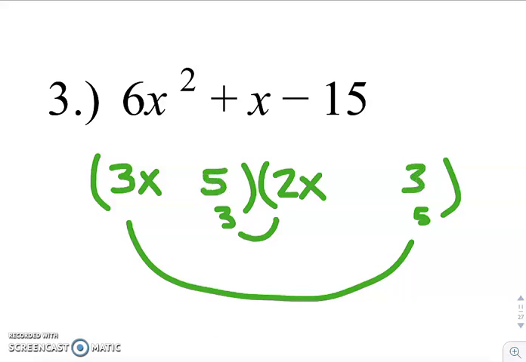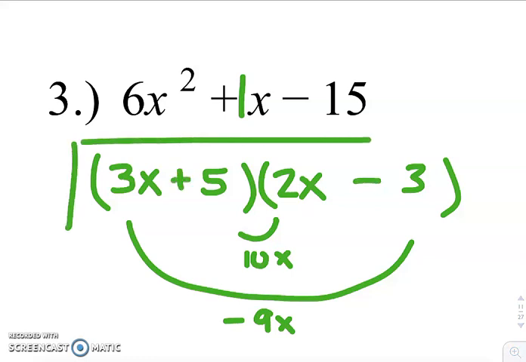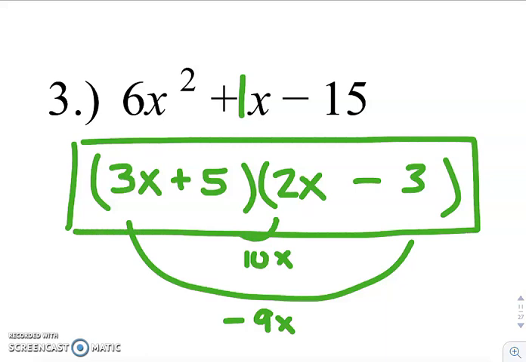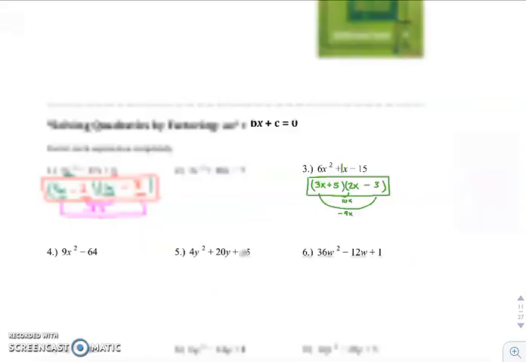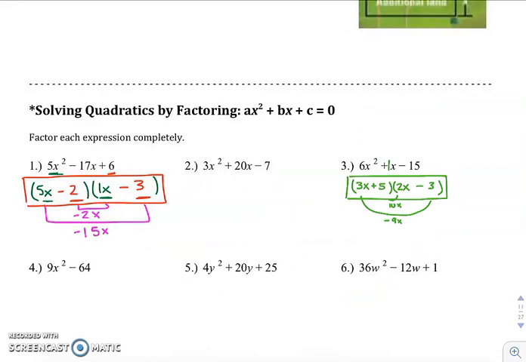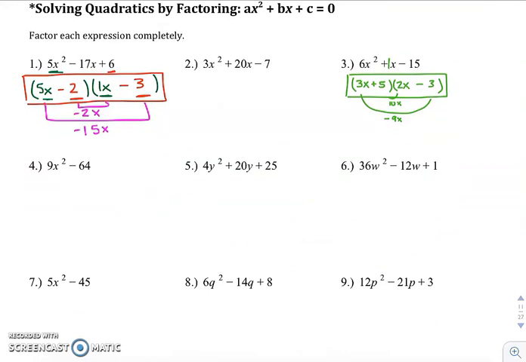So what if I did 5 and 3 the other way? 5 times 2, 3 times 3. So can we get to 1 using 10 and 9? Do we want 10 minus 9 or 9 minus 10? 10 minus 9. So 3x plus 5 times 2x minus 3 is the factored form of 6x squared plus 1x minus 15. So let's just keep going here.